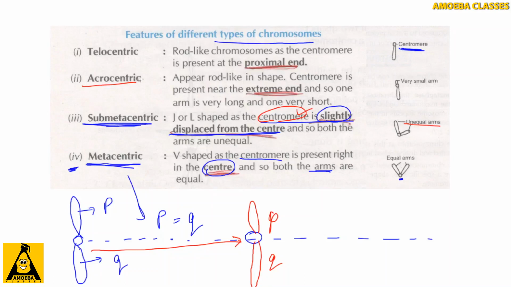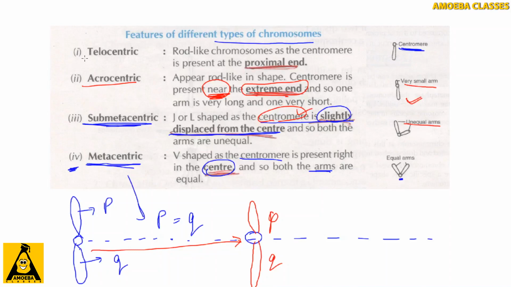The third one is acrocentric. The centromere is present near the extreme end. Okay, near the extreme end, not at the extreme end. It is present near the extreme end, and because of which the P arm is very, very small and the Q arm is very, very long. So make sure to remember this.